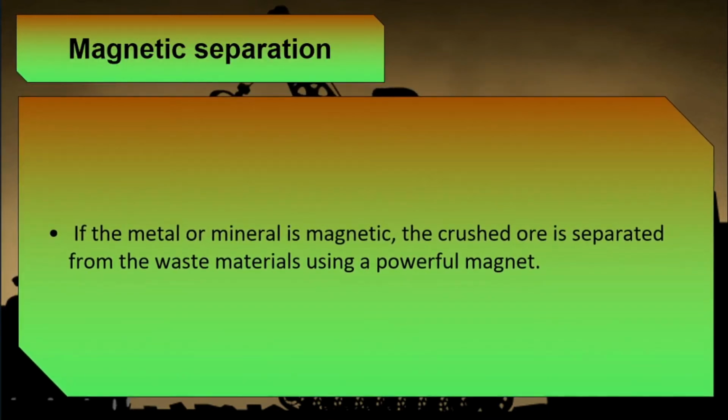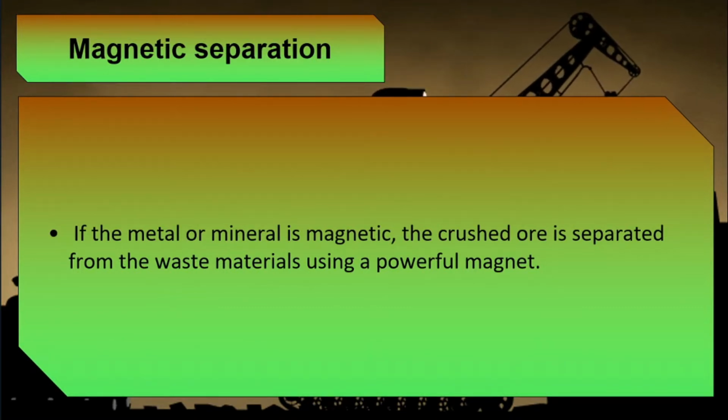Second, we have magnetic separation. If the metal or mineral is magnetic, the crushed ore is separated from the waste material using a powerful magnet.